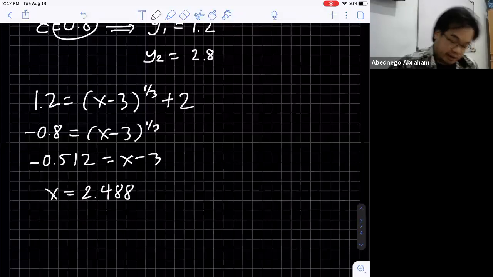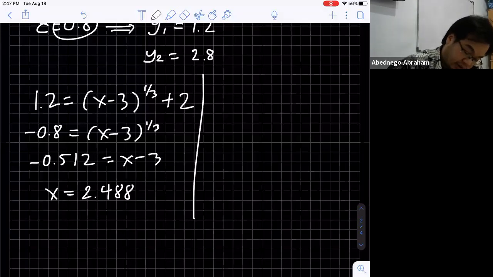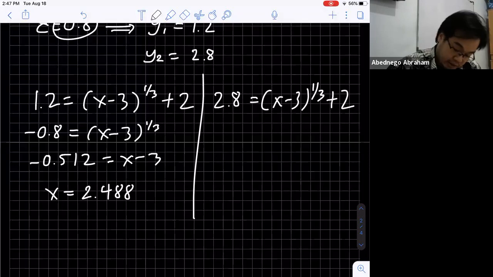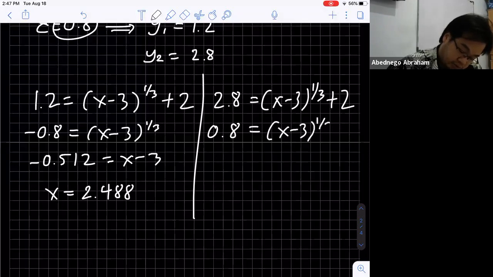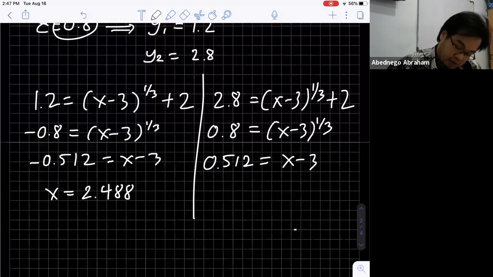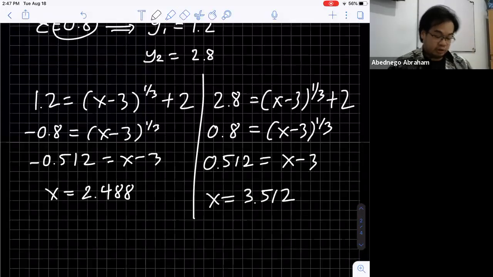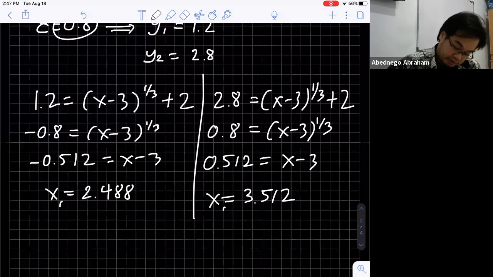Okay, and on the other side, when y equals 2.8, 2.8 equals (x minus 3) to the power of 1 over 3 plus 2. Okay, and then subtract 2 from both sides. We have 0.8 equals (x minus 3) to the power of 1 over 3, and then we cube both sides. 0.512 equals x minus 3, and x equals 3.512. So this is x1 and this is x2.